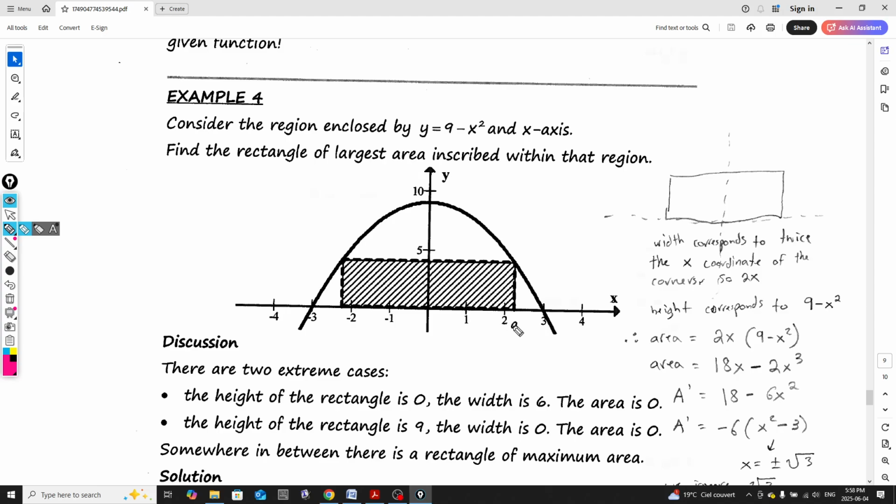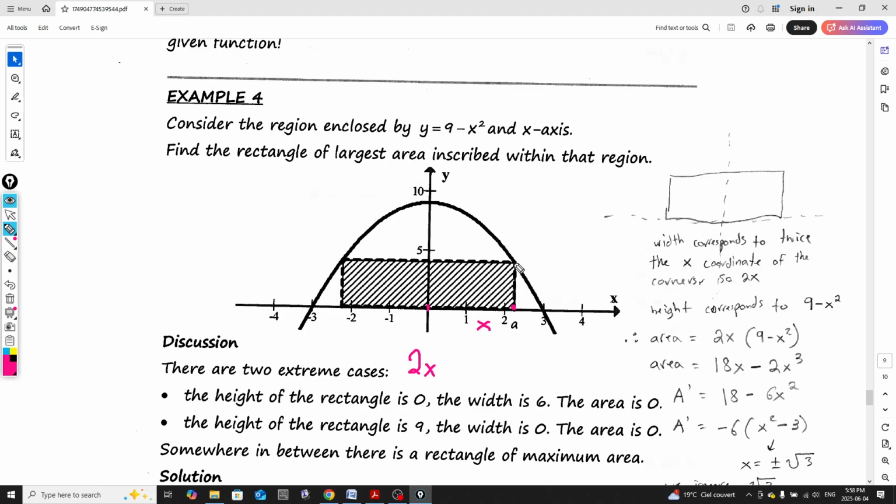Now here they decided to call it a. It doesn't really matter. I'm going to call this length x. And if this length, from here to here, is x, then the length from here to here is also x. That means the total length of my rectangle is 2x. All right, that's great and all, but how do I figure out the height?